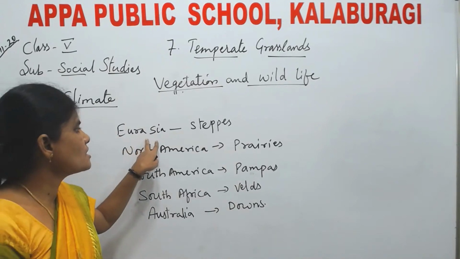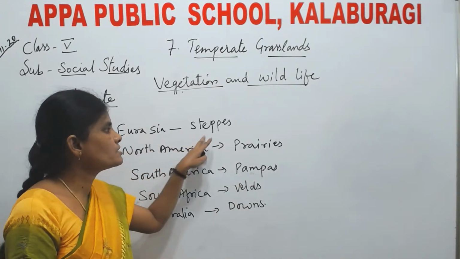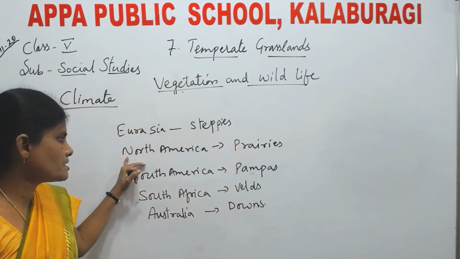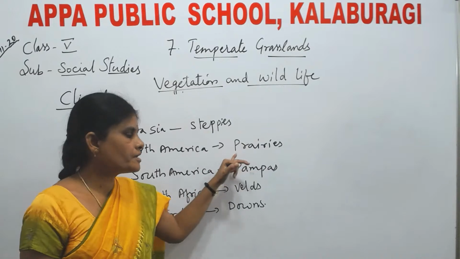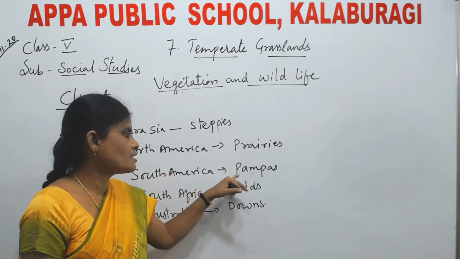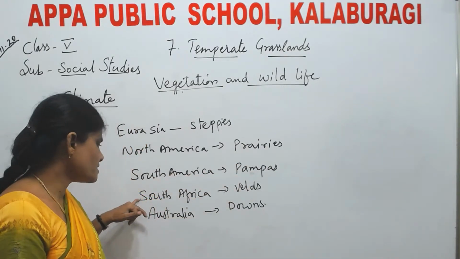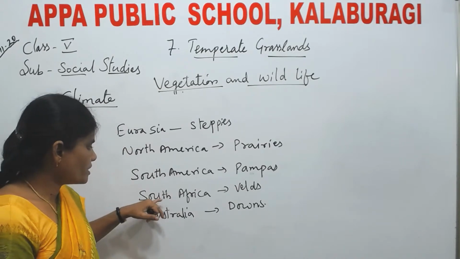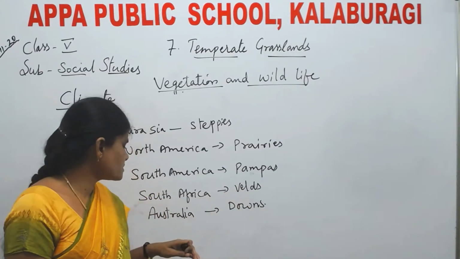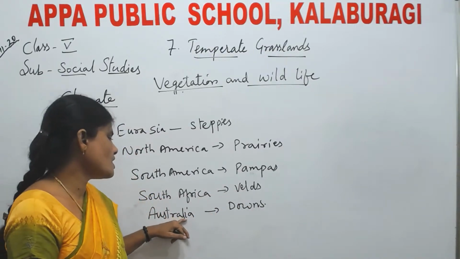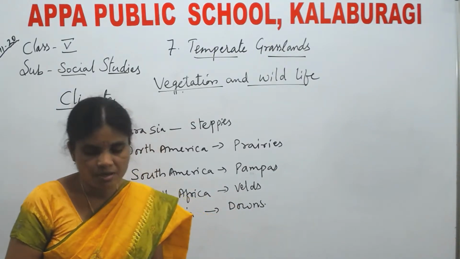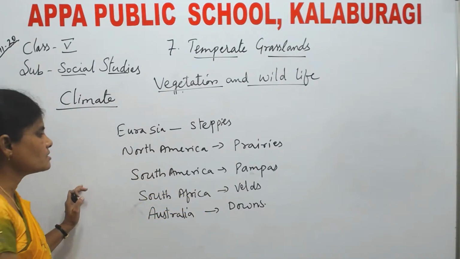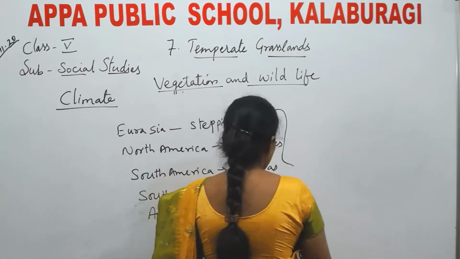Say, in Eurasia, the grasslands are called steppes. Next, the grasslands grown in North America are called prairies. In South America, they are called pampas. The grasslands which are found in South Africa are called velds, and the grasslands which are found in Australia are called downs. Okay, these are the different names of the grasslands grown in the different regions. These are all temperate grasslands.